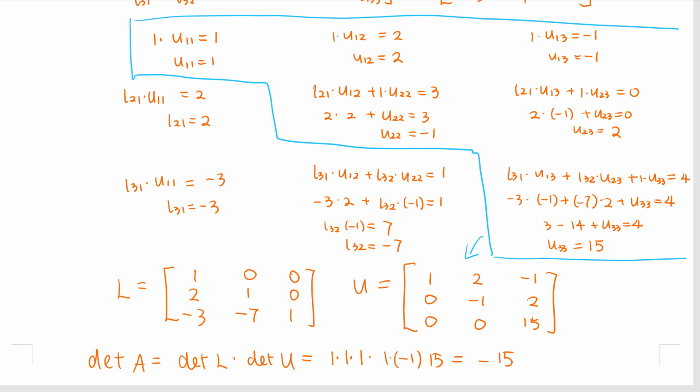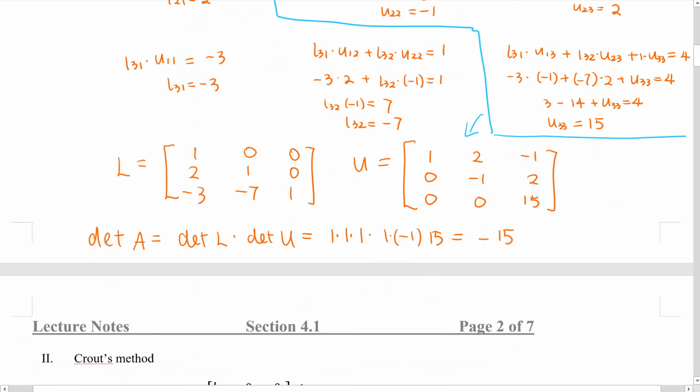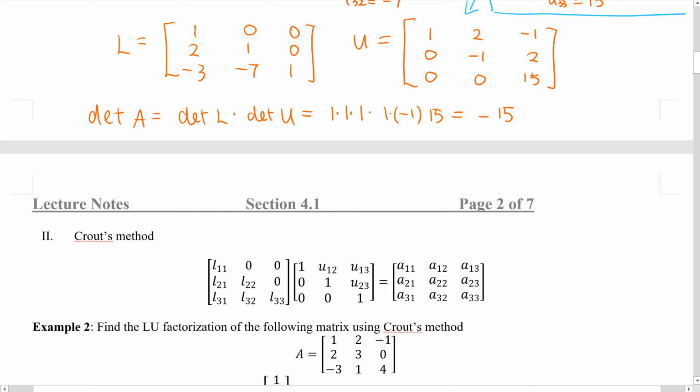Okay, that is Doolittle's method. Let's continue. In Doolittle's method, we assume the diagonal elements of L are 1. And Crout's method is like the opposite. We assume the diagonal elements of U are 1. Okay? Alright, let's see what happens.